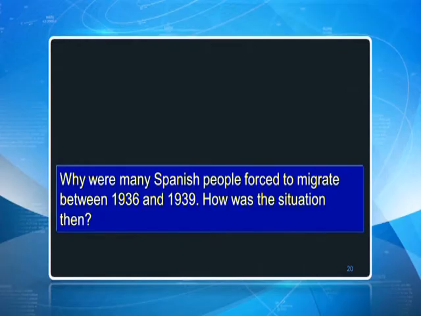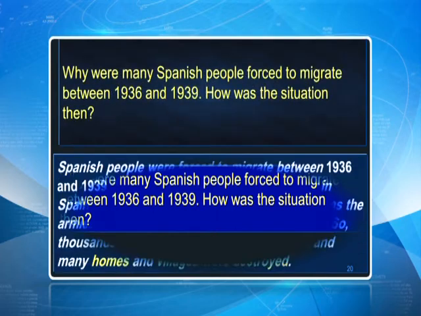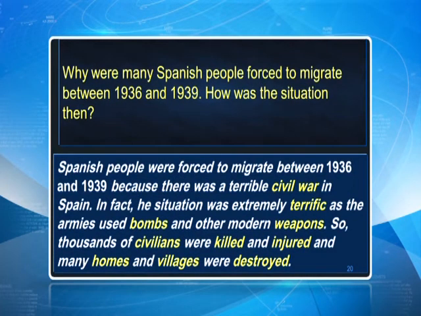Now let's move to the final question here, related to the textbook. Over to you. Why were many Spanish people forced to migrate between 1936 and 1939? How was the situation then? So here we are speaking about historical events. This is your question again, and this is my answer.